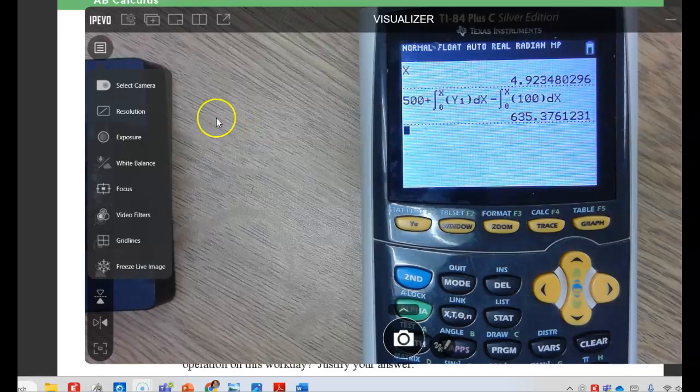So this is going to represent in my table the middle of the candidate's test. So this is like the X value. I want to also look at 0 and I want to look at 8. So at that 4.9234, it's at 635.